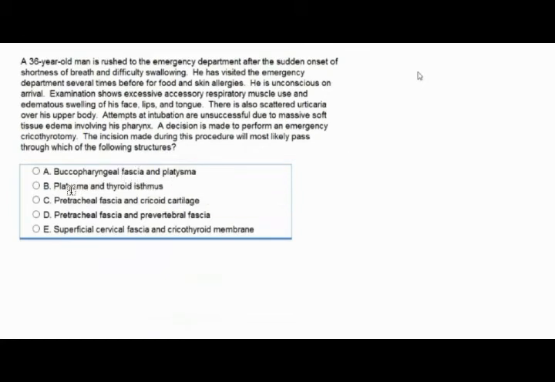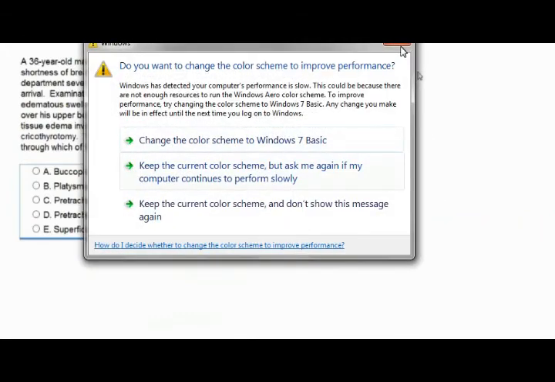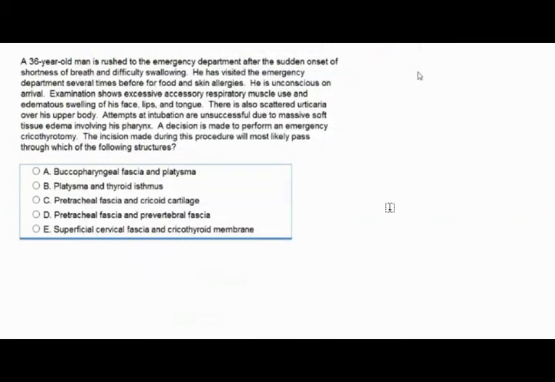Second is the platysma and thyroid isthmus. The thyroid isthmus is the part of the thyroid that connects the two lobes. Passing through the thyroid isthmus would mean damaging the thyroid, and the platysma is a superficial structure of the superficial fascia, as I told you. So certainly B would also not be the answer.